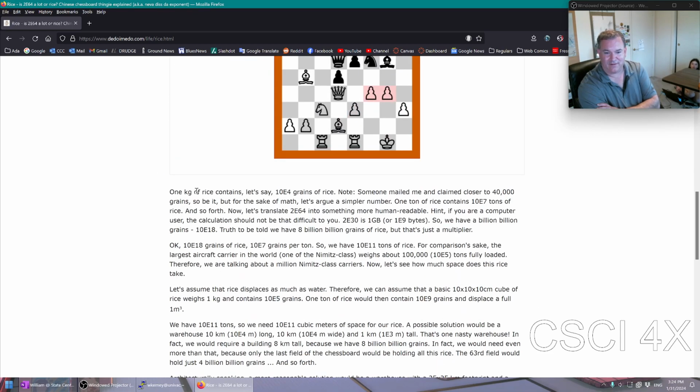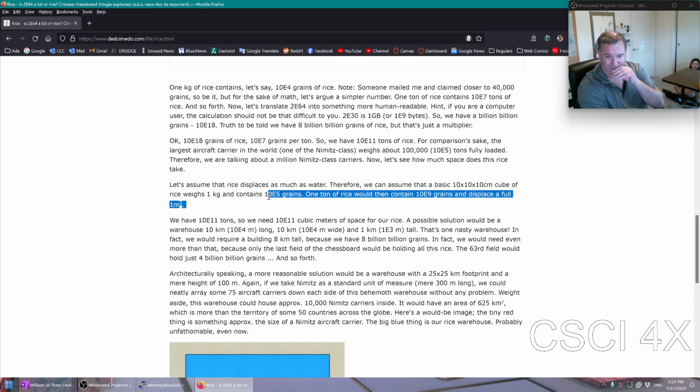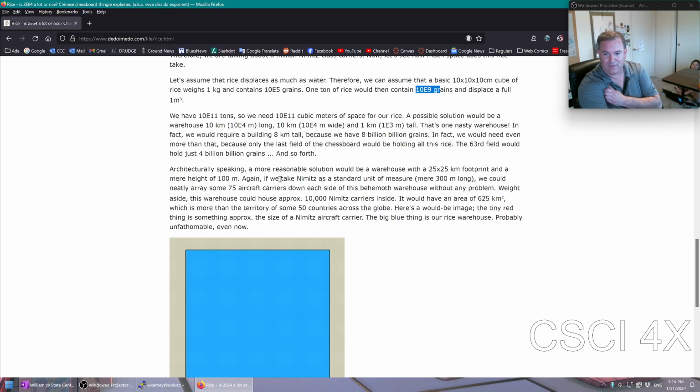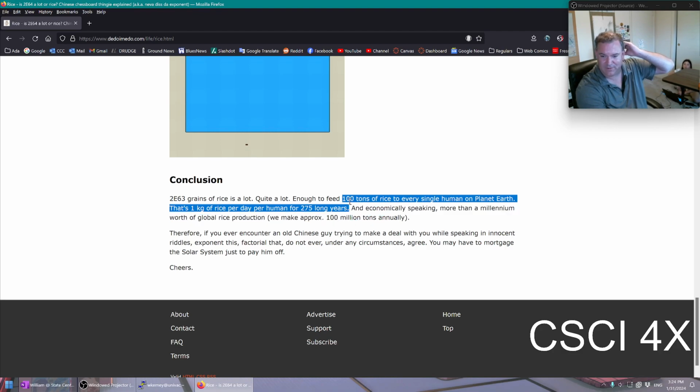Is that a lot? They're running the math here. A kilogram contains 10 to the 5th power grains. A ton of rice contains 10 to the 9th power. 2 to the 63rd power grains of rice is quite a lot, enough to feed 100 tons of rice to every single human on planet Earth. A kilogram of rice per day per human for 275 years. It is more than 1,000 years worth of rice production.